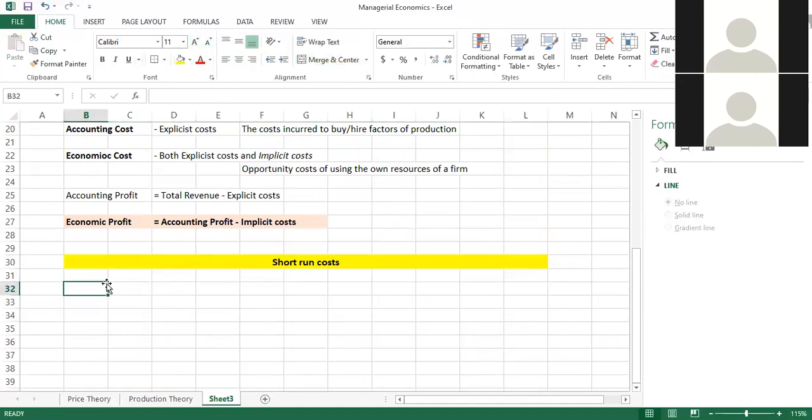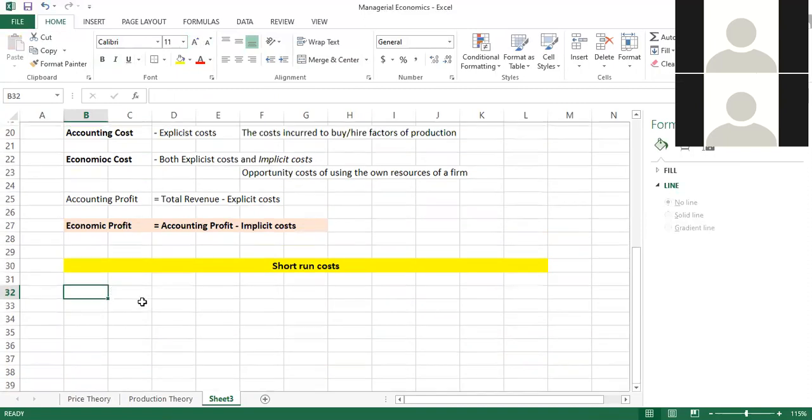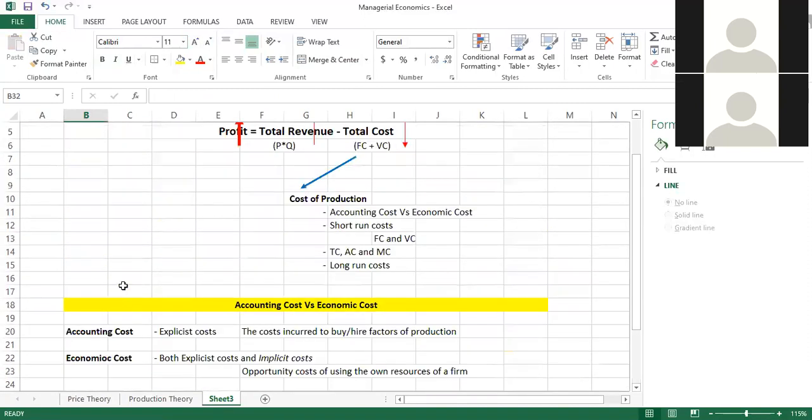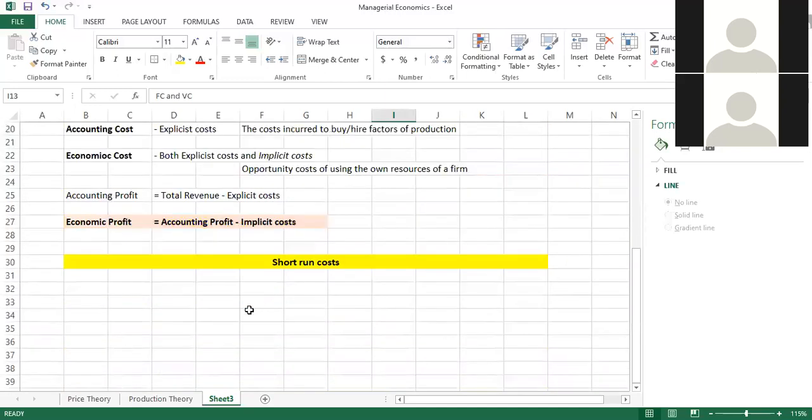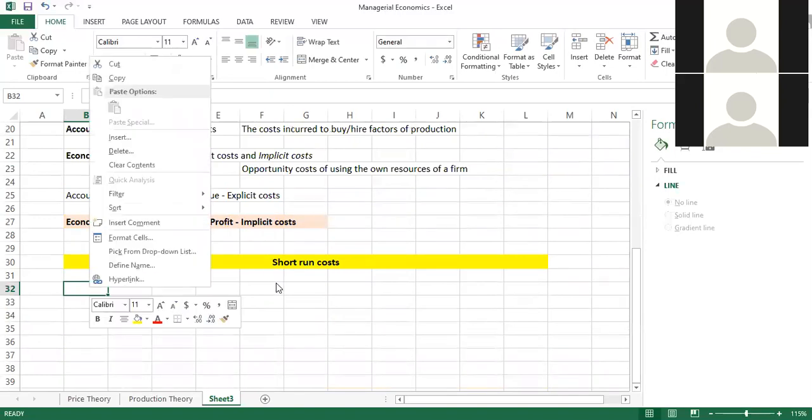Short run cost, we have to analyze in the short run. As you all know very well, in the short run we need to analyze two main types of cost, that is fixed cost and variable cost. When we analyze short run cost, we have to analyze two categories: short run total cost curves and short run per unit cost curves.